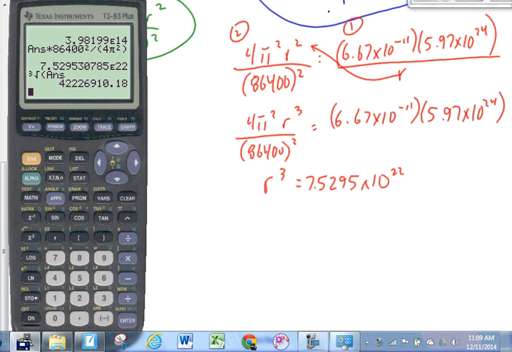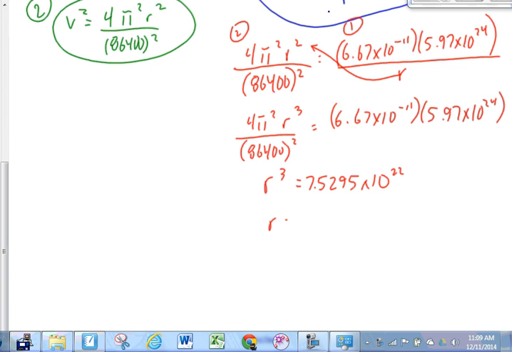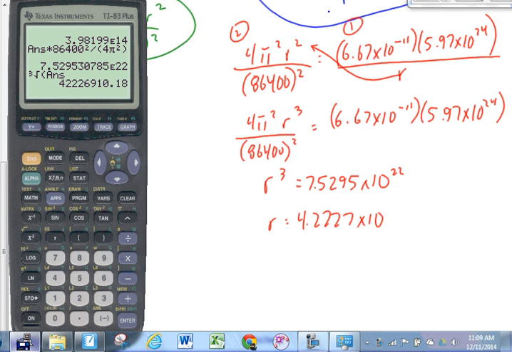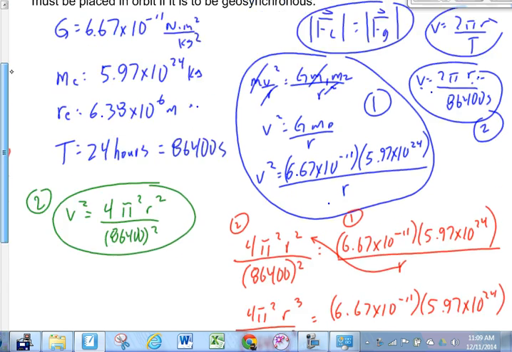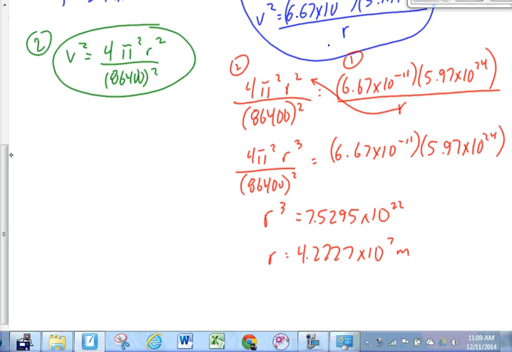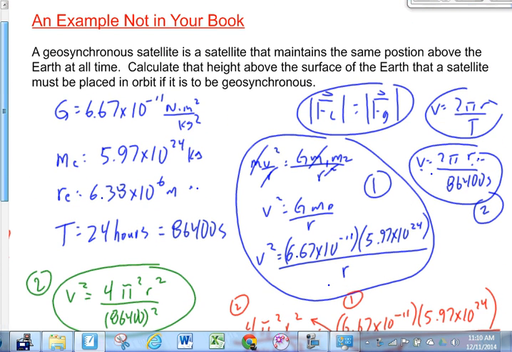4.2227 times 10 to the, what is it? 1, 2, 3, 10 to the 7. Phew. After all of that, some pretty ugly math there. We end up with something that's not the right answer. Oh, but we're close. There's a little bit more math involved, but the math involved now is easy.